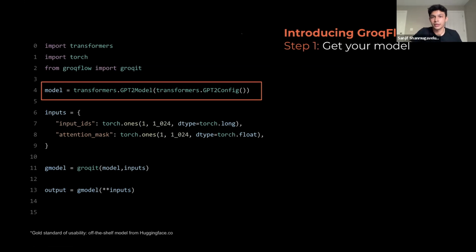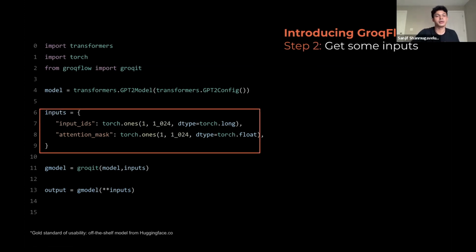Step 1, let's grab your model. Over here, we're using the transformers library from Hugging Face. We're grabbing GPT-2 along with its config. Go back. Step number 2, here's something with some asterisks attached to it.